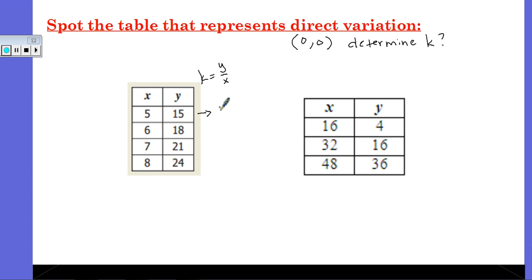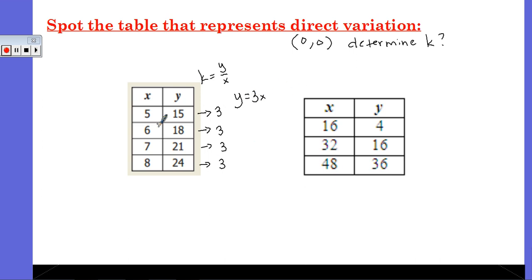I type it in as a fraction into my calculator. 15 divided by 5 is 3. Same thing for 18 divided by 6, we get 3. 21 divided by 7, we get 3. And 24 divided by 8, we get 3. So we do have a constant of variation. So that equation would look like y equals 3x.